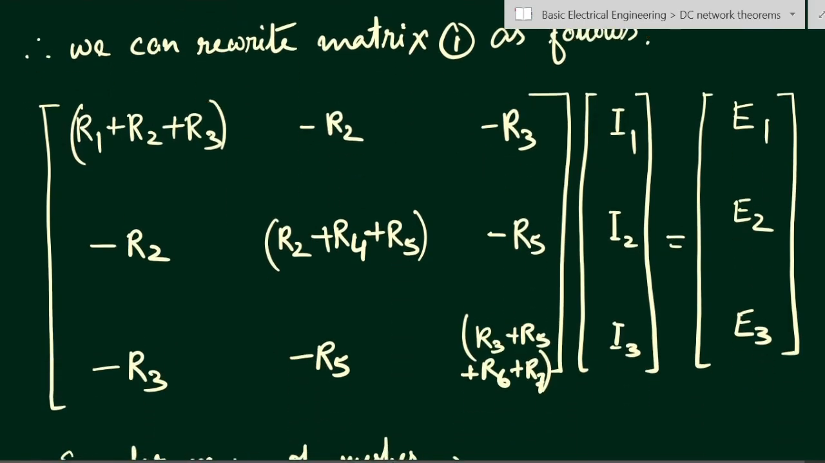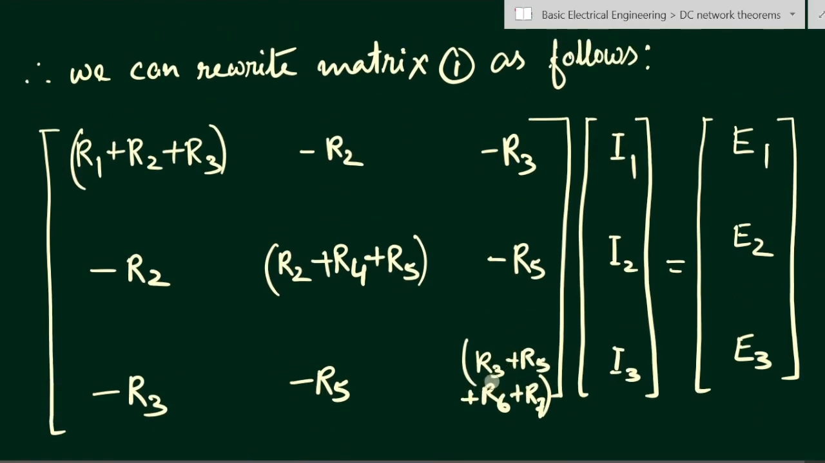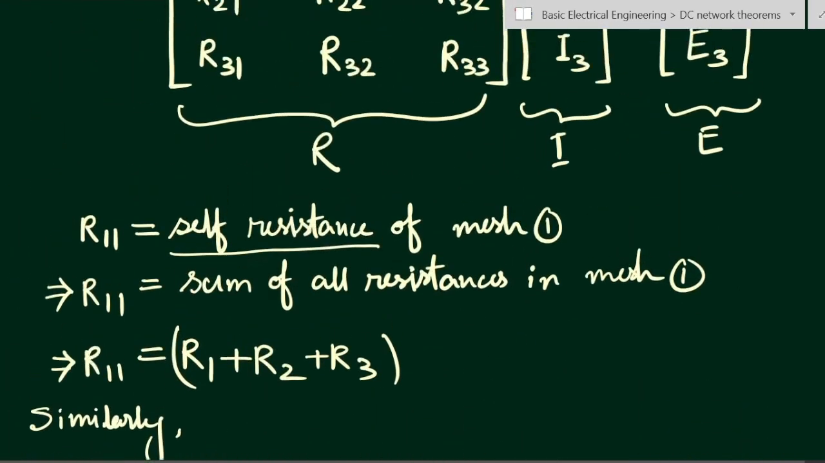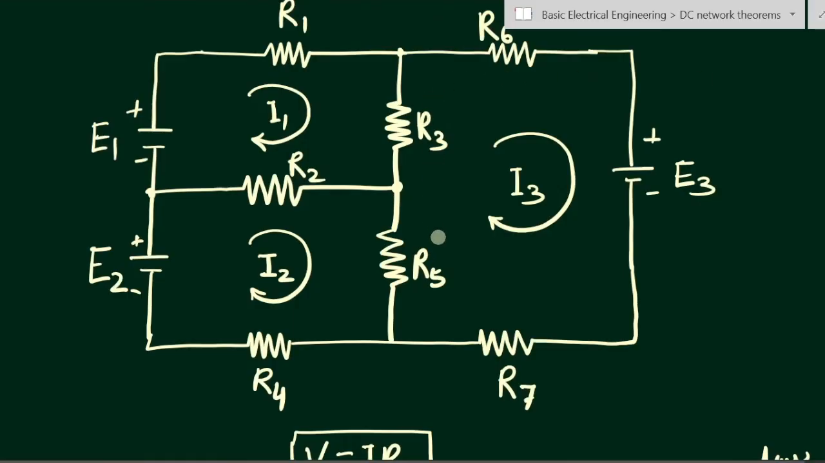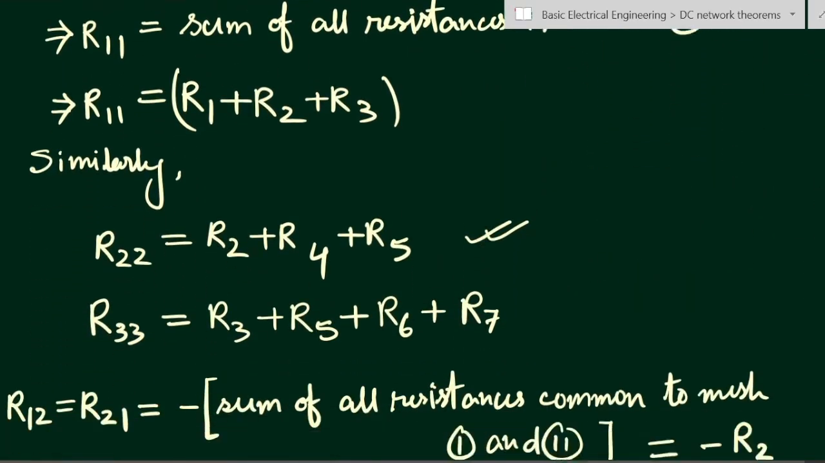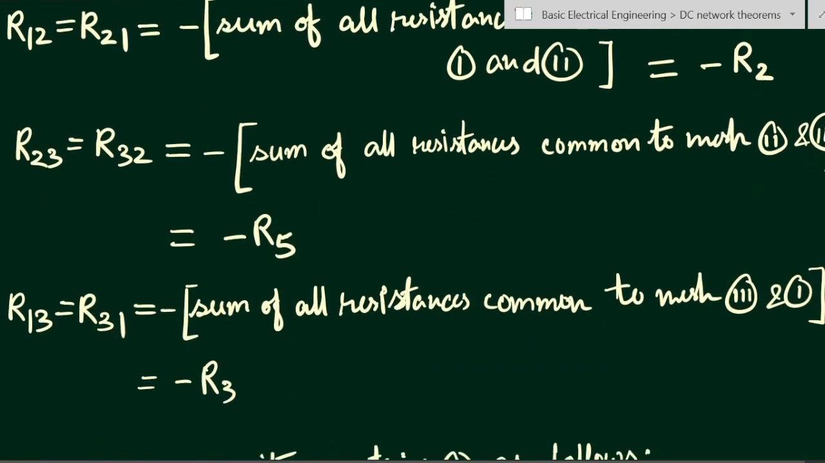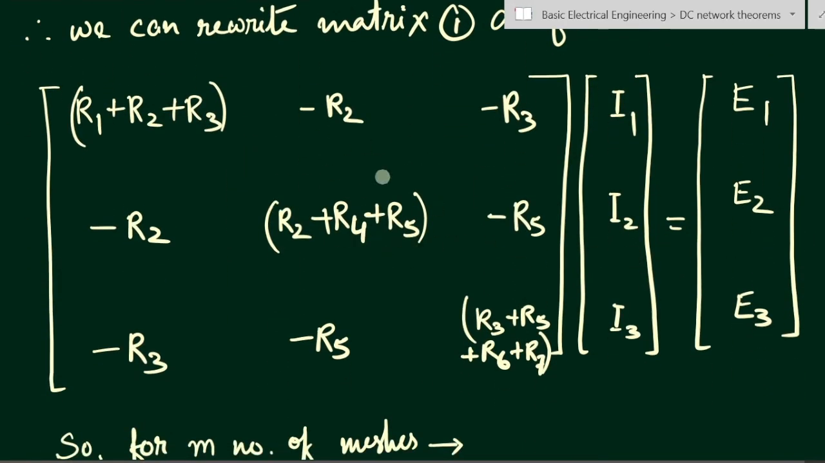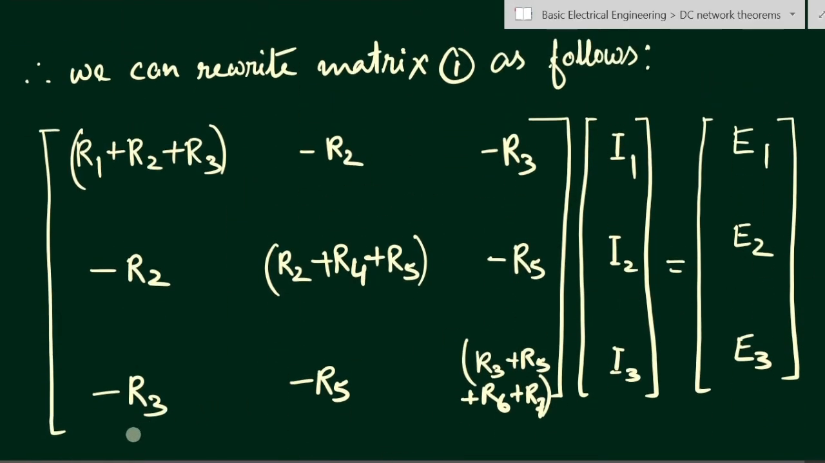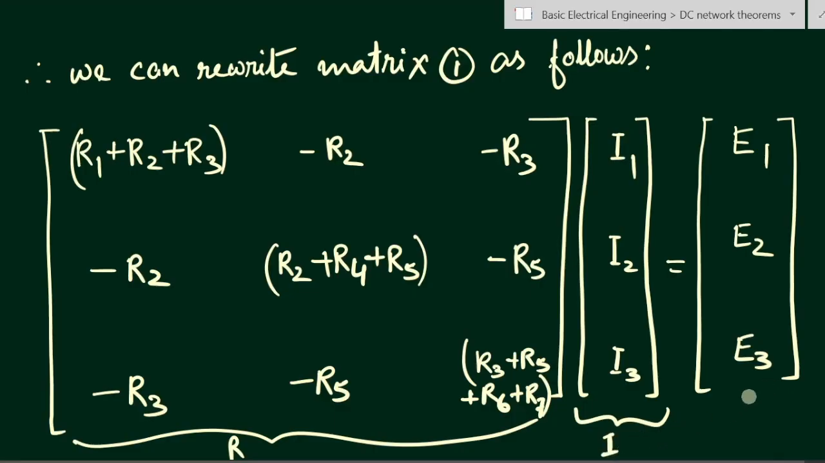In the third row, third column also, the self resistance will be R3 plus R5 plus R6 plus R7, because we have already found out here R3, R5, R6 and R7. These are the self resistances of this loop. So we have put these values, and this will be the resistance matrix. This matrix is nothing but the R matrix. This is the I matrix, that is the current matrix, and this is the EMF matrix.